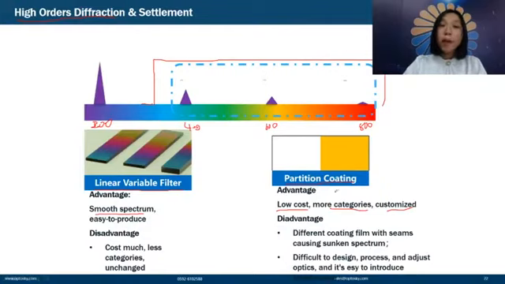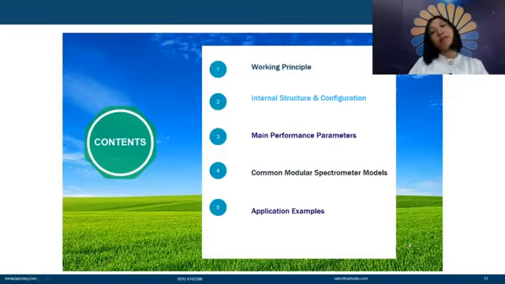And also, partition coating is difficult to design. So it requires a good design to attain the best process. So we can adjust the optics, and it's easy to introduce. So this is the higher orders diffraction, and we can solve this.